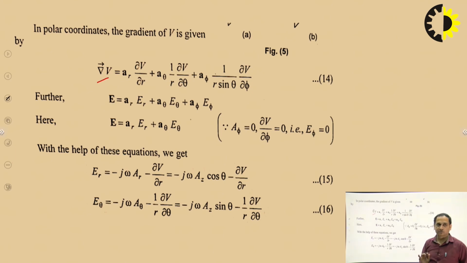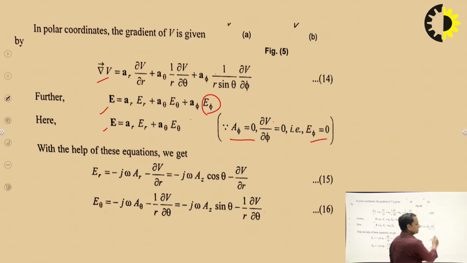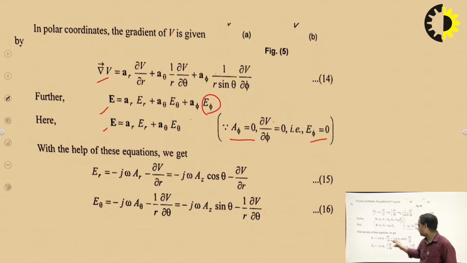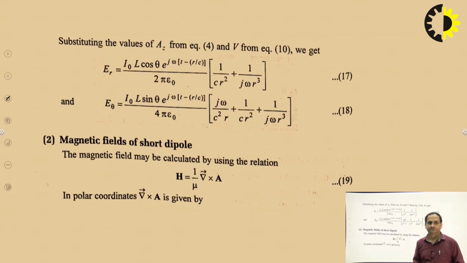So these equations you have to take care. Electric field we can write it as we said, and in that we know that the E phi component is not there right now. So A will be A r, A theta, A phi, where A phi is 0. So del V upon del phi is 0, and E phi is also 0. When we put all this together into this equation, we get these equations, ER and E theta.